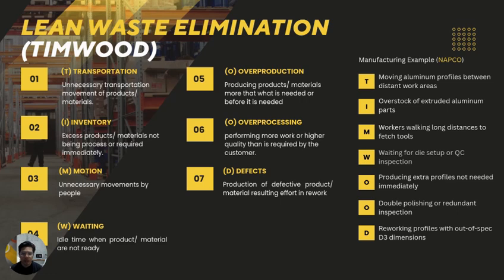For example, in manufacturing, motion waste can occur when workers walk long distances unnecessarily, and overprocessing can be something like double checking parts that don't need it. For example, in the Napco manufacturing, moving aluminum profile between distant work areas falls under the category of transportation. So by identifying and reducing this waste, we create a leaner and more efficient system.